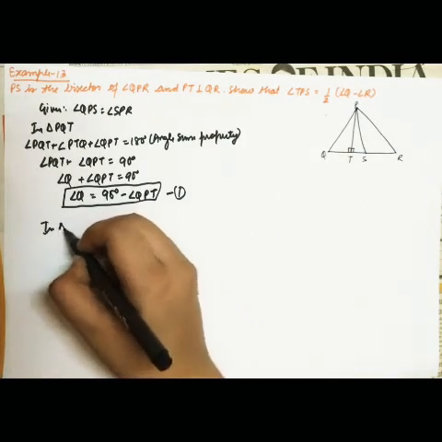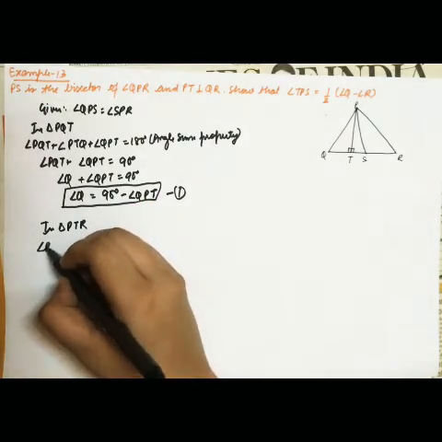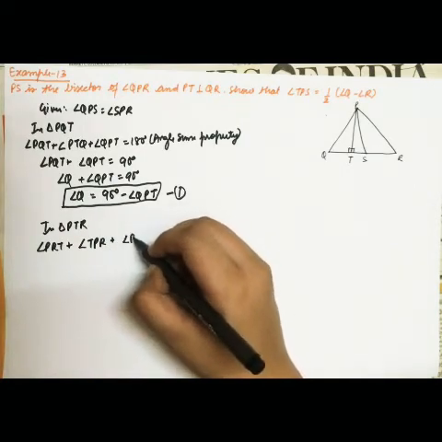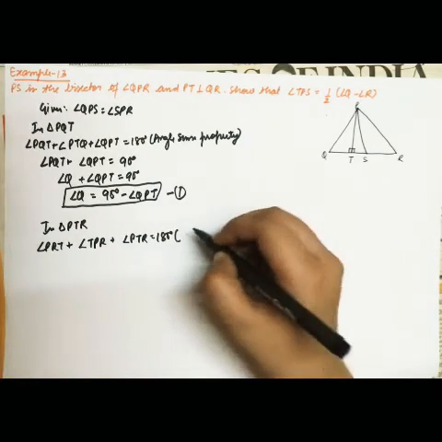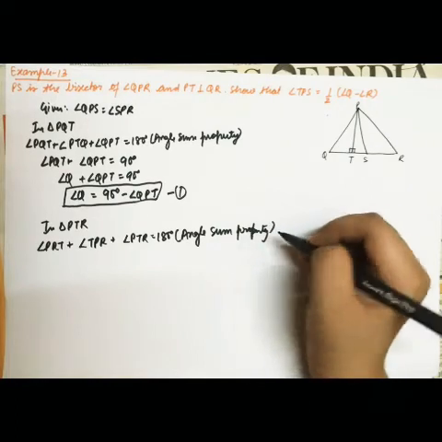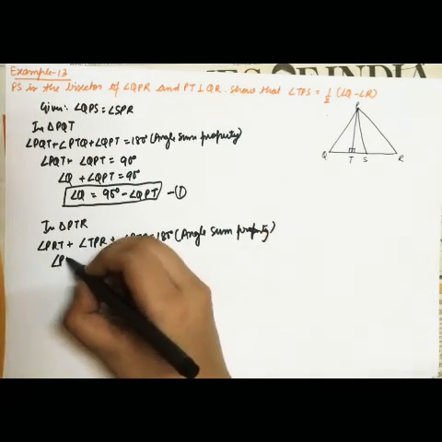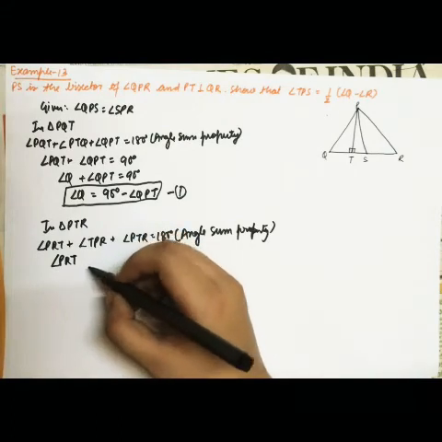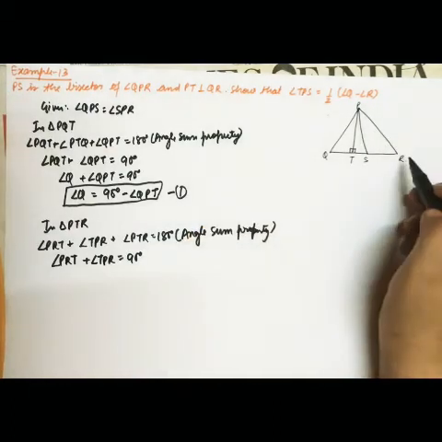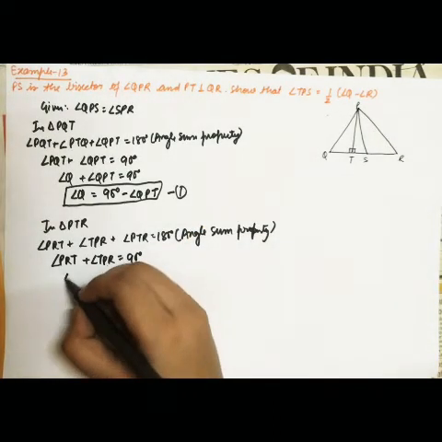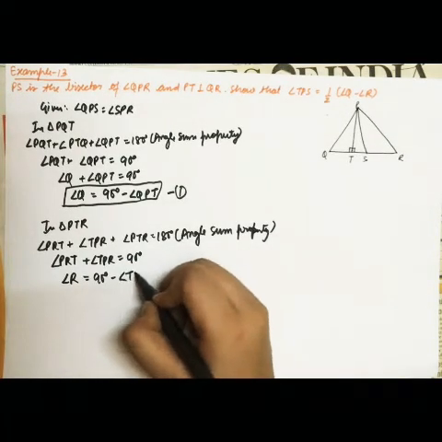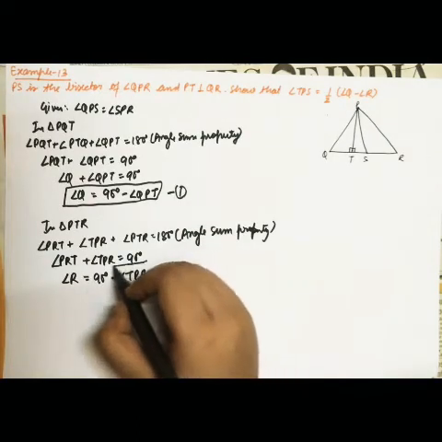Now in triangle PTR, you can say that angle PRT plus angle TPR plus angle PTR is equal to 180 degrees because of the angle sum property. Now angle PRT plus angle TPR is equal to 90 degrees. Why? Because angle PTR is 90 degrees. So now angle R, which is PRT, is equal to 90 degrees minus angle TPR. We'll mark this as 2.